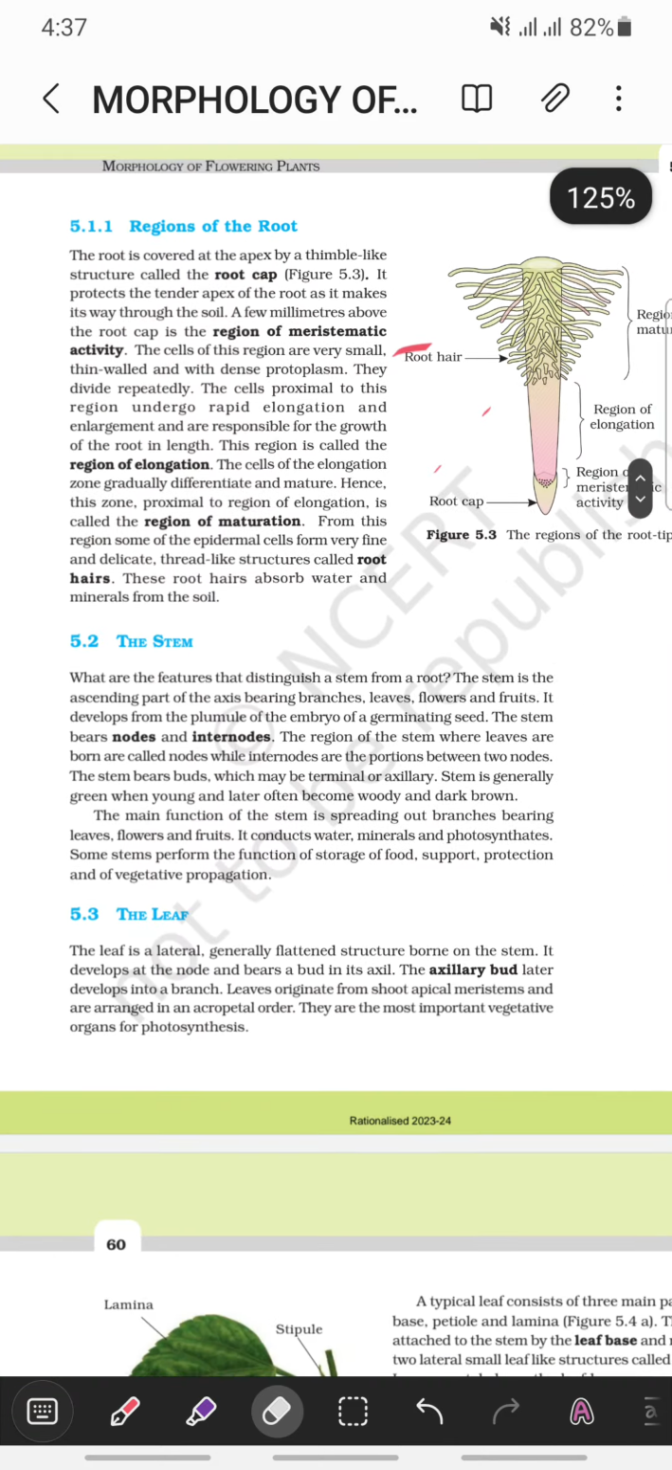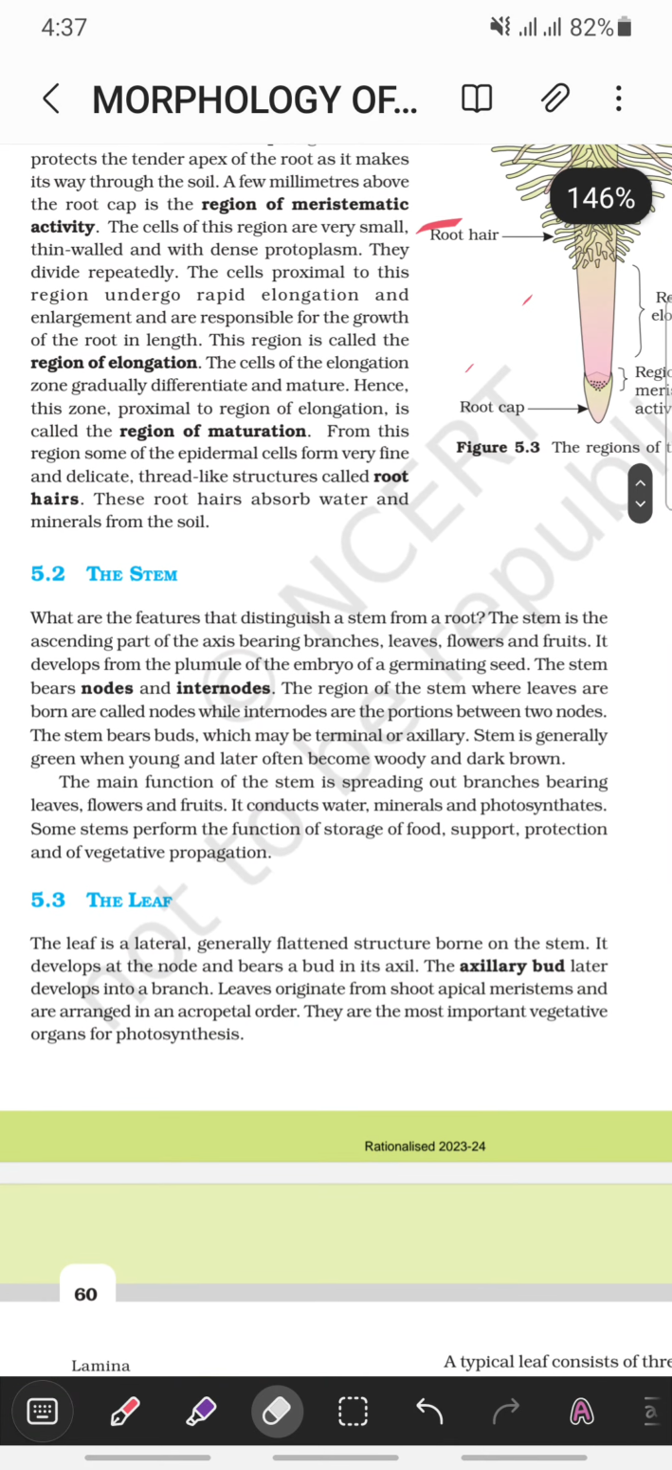The stem. What are the features that distinguish a stem from a root? The stem is the ascending part of the axis bearing branches, leaves, flowers, and fruits. It develops from the plumule of the embryo of a germinating seed. The stem bears nodes and internodes. The region of the stem where leaves are borne is called a node, while internodes are the portions between two nodes.